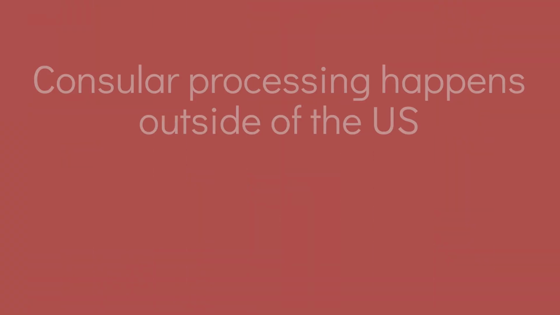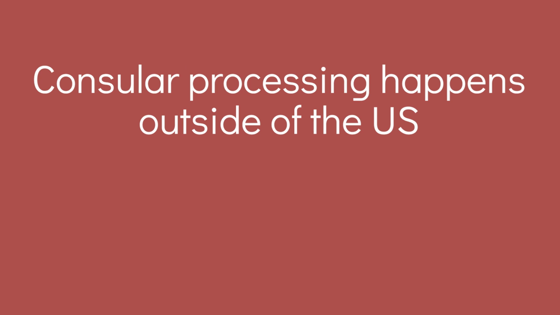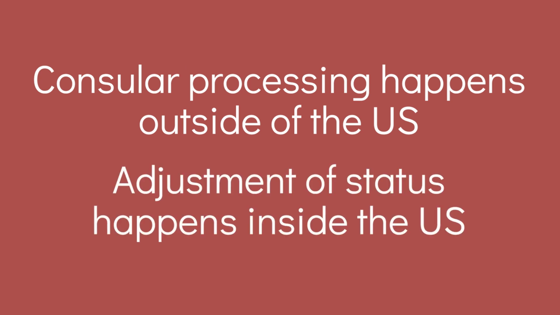Okay, so the first main difference between consular processing and adjustment of status is that consular processing happens outside of the United States, and adjustment of status happens inside of the United States. So the term consular processing specifically refers to going to a consulate or U.S. embassy, which are located around the world and outside of the United States, to apply for a visa.